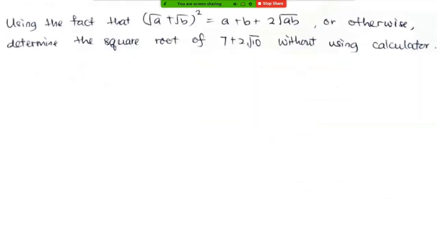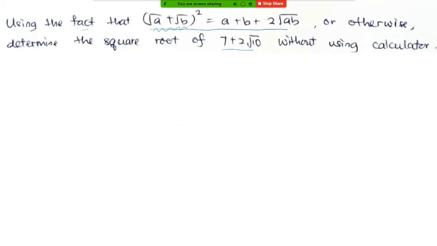Now let's move on to the second question. Using the fact that we have this square of √a plus √b equivalent to a plus b plus 2√ab, or otherwise. We have to determine the square root of this. Now the square root of this, if we need to use the fact given, let's try to fit this question into the fact given. Now, 7 plus 2√10, definitely not in the form of this.